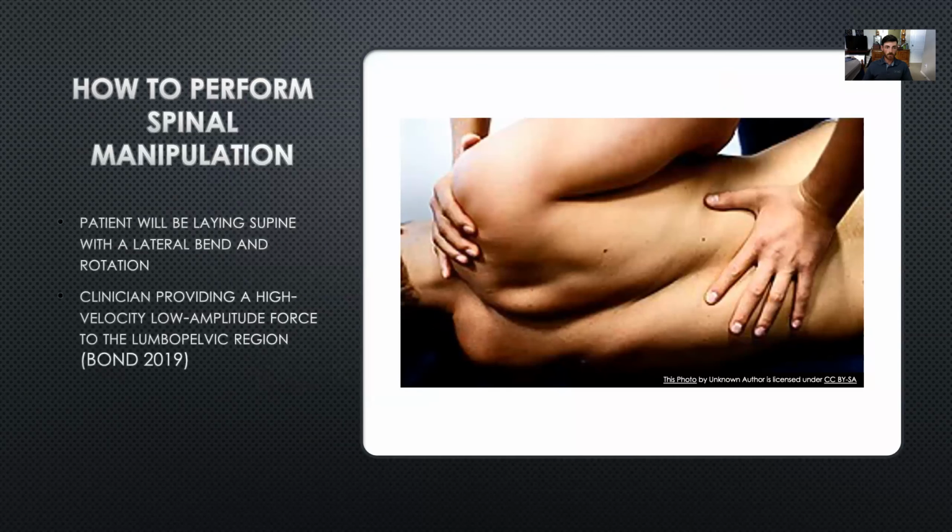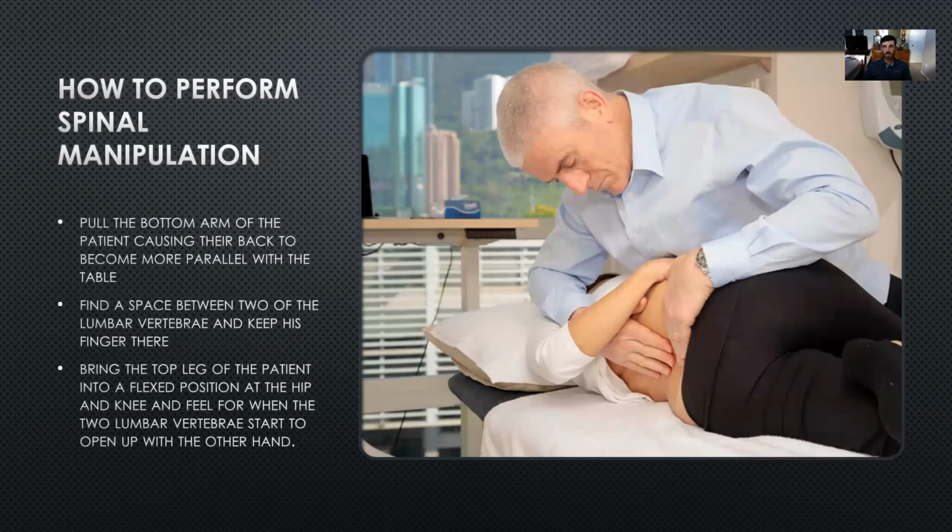And so the big picture on how to perform spinal manipulation is that the patient will be laying in a supine position, so on her back with a lateral bend and rotation, and the clinician will provide the high velocity, low amplitude force to the lumbar spine. So now I'm going to break that down into more simple terms in a step-by-step process.